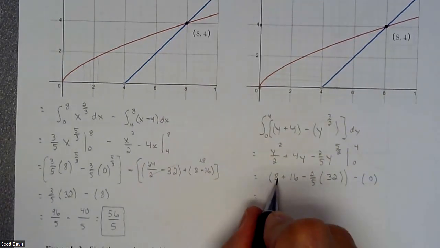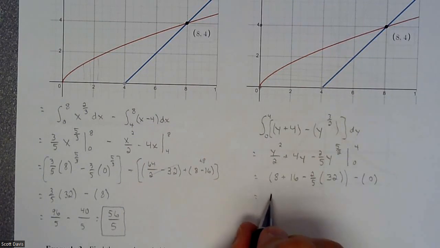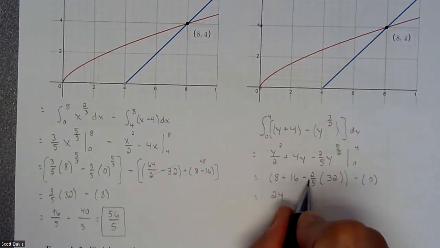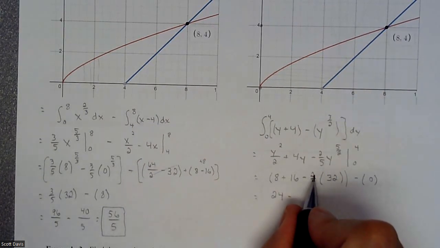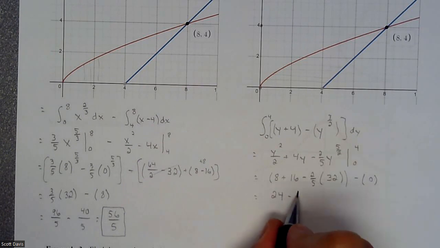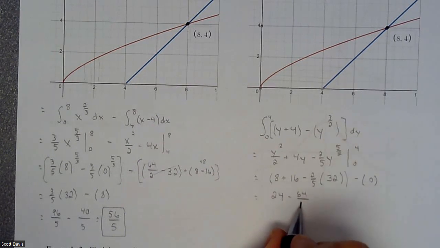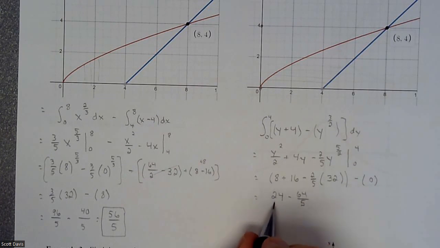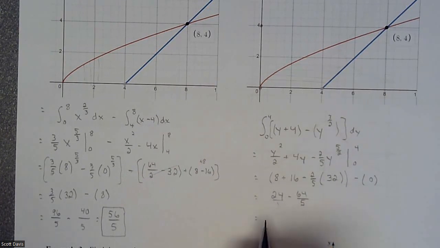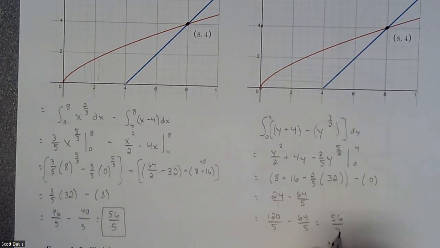So we have 8 plus 16 is 24 minus, was that 64 fifths? So let's put that over 1. If I times it by 5, times it by 5, we're looking at 120 fifths minus 64 fifths equals 56 fifths.